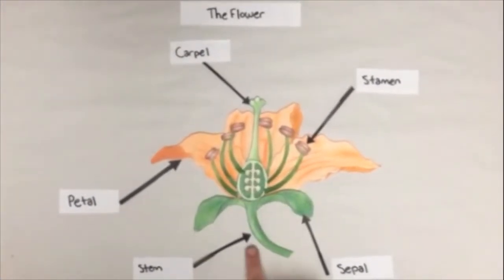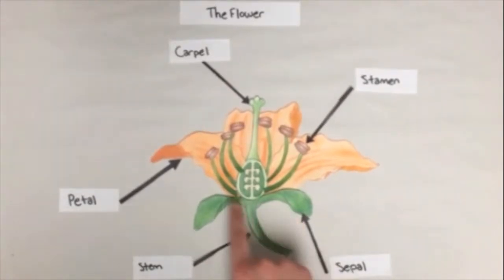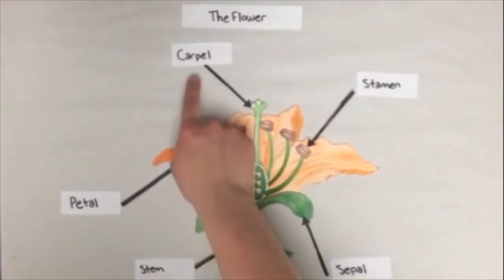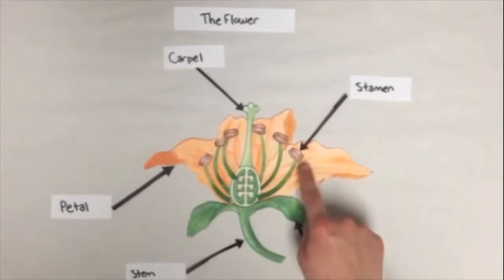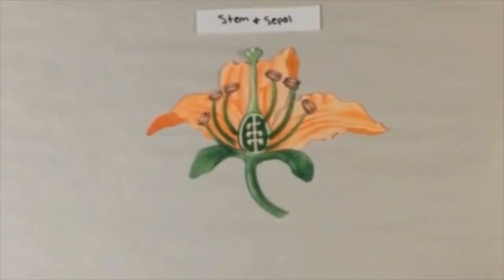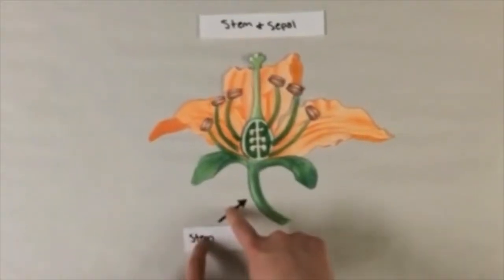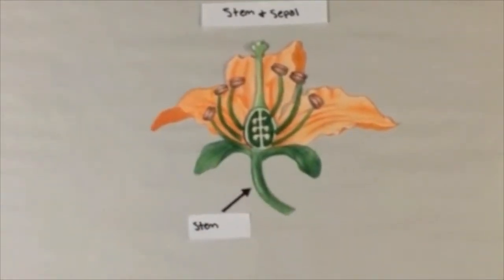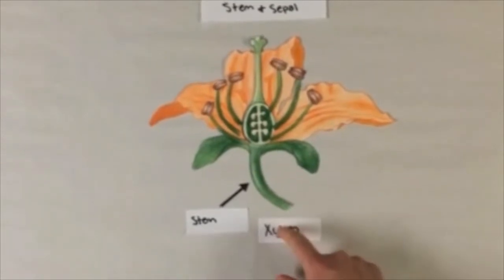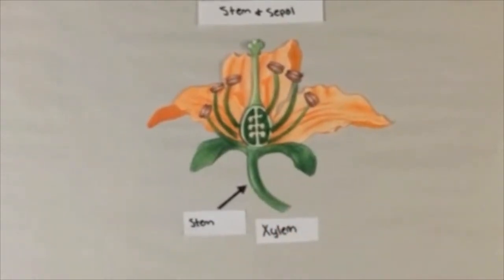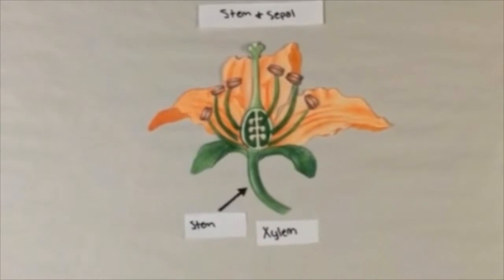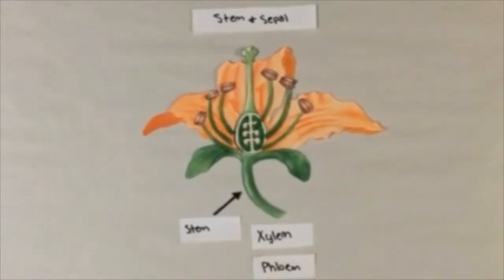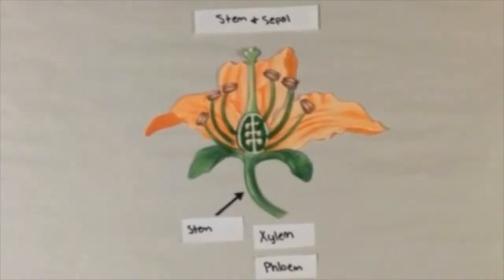We have the stem, the sepal, the petal, the carpel, and the stamen. Now we will talk about the stem and the sepal. The stem attaches the flower to the rest of the plant and supports it. The vascular tissue within the stem, such as the xylem, is made of dead cells that carries water and minerals to the flower. The phloem is made of living cells and carries sugars to the flower.